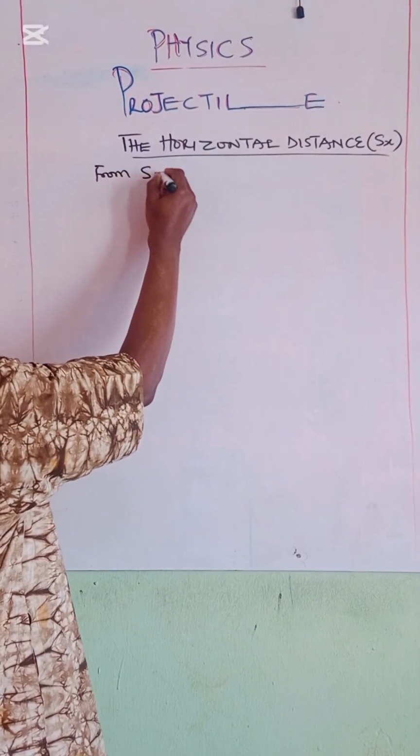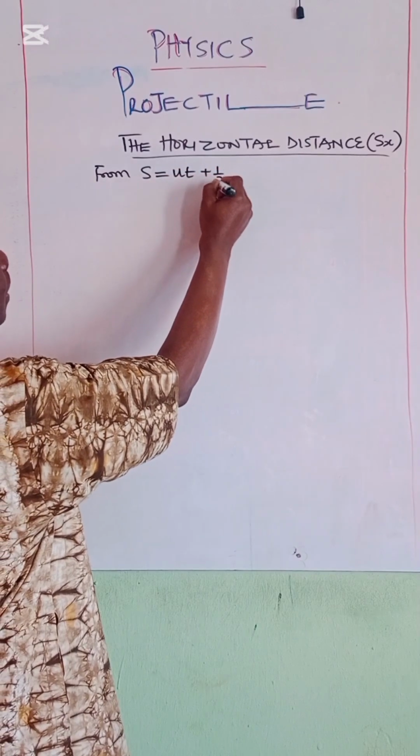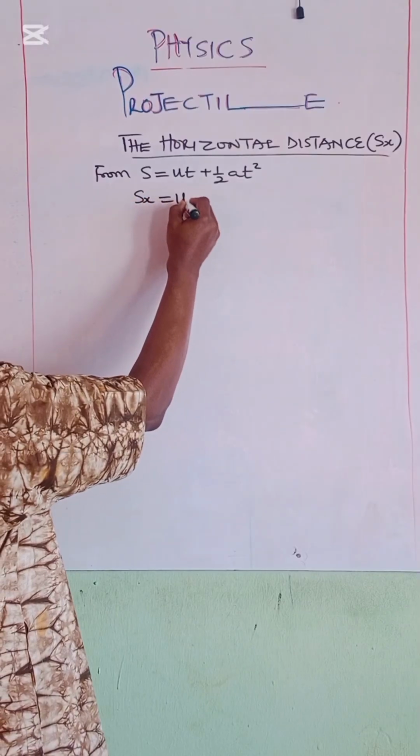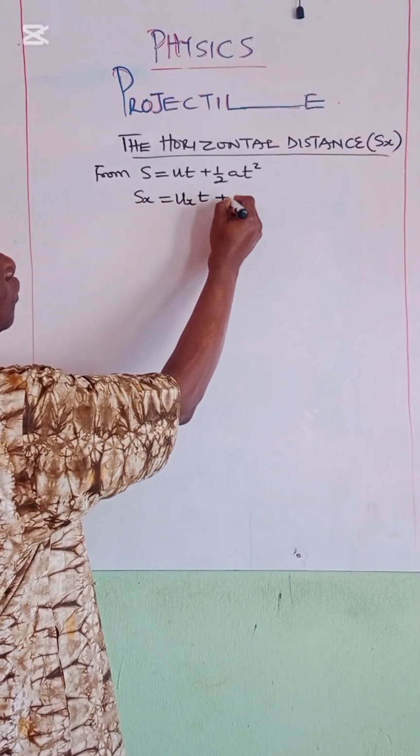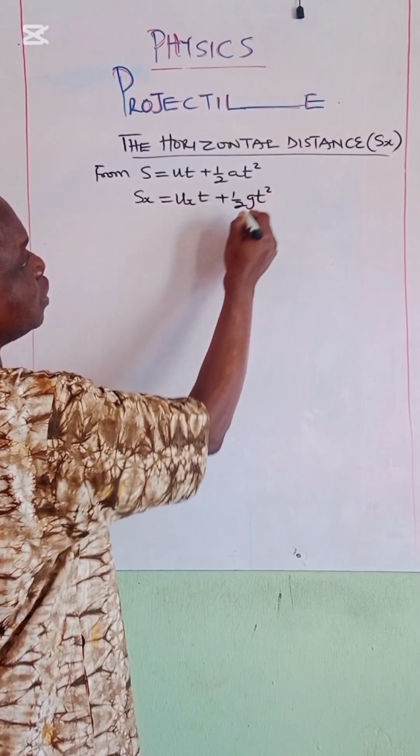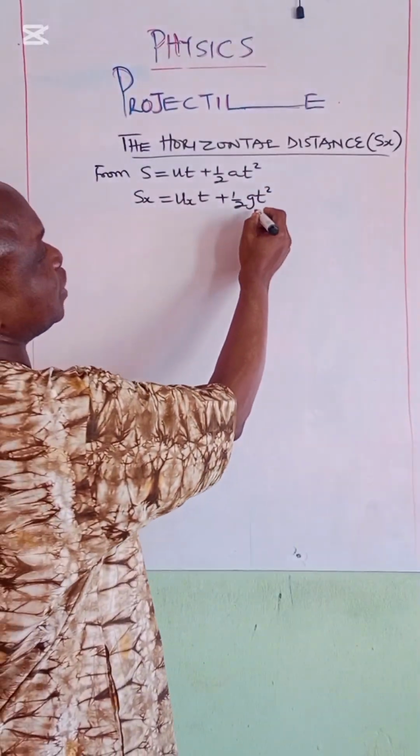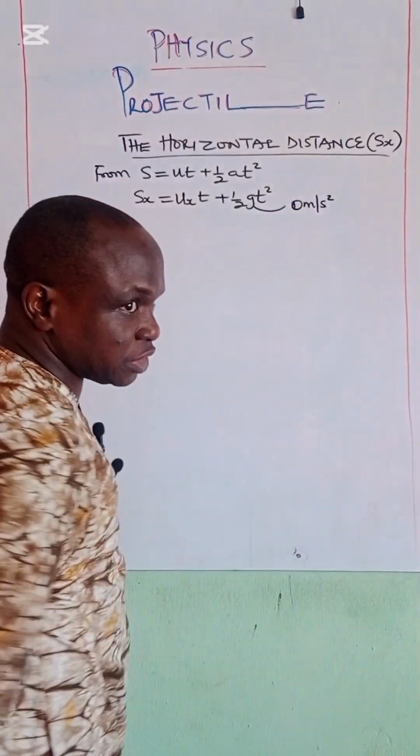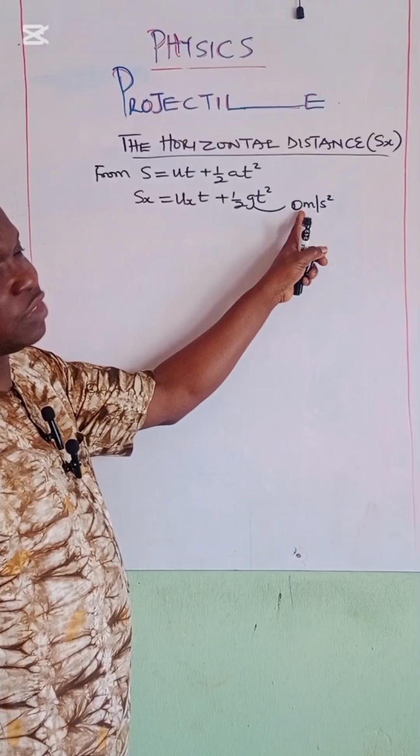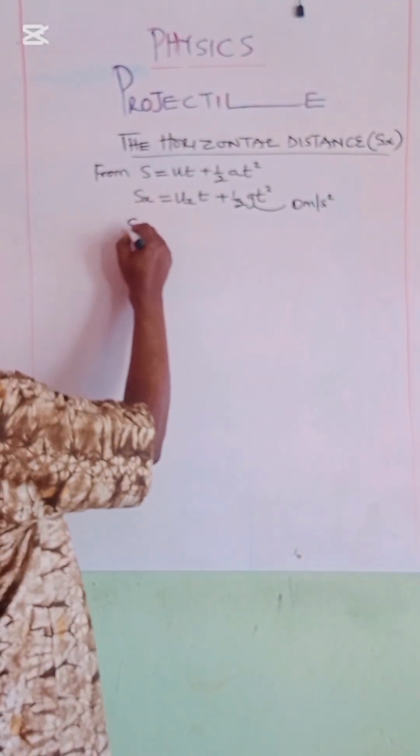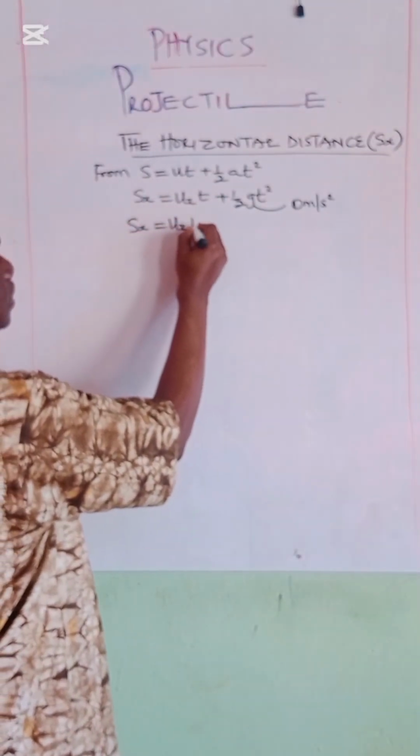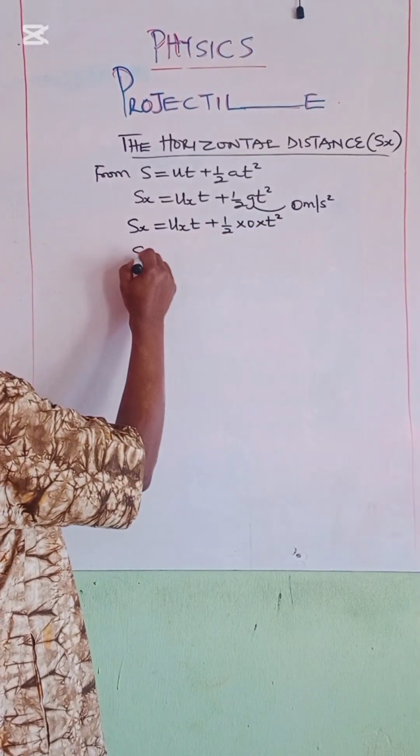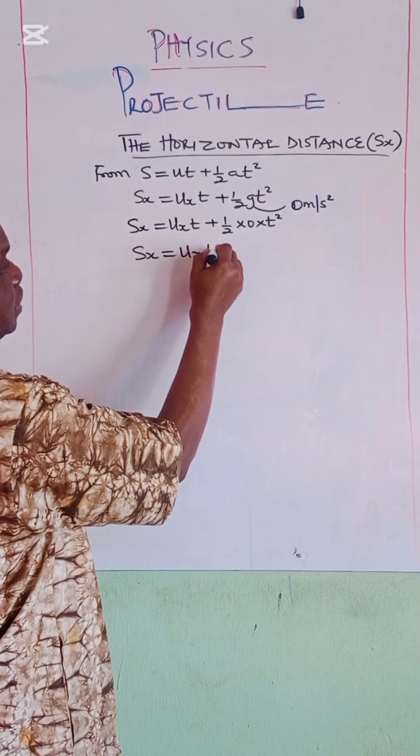From s = ut + ½at², so Sx will be uxt + ½gt². But try to recall that g is equal to 0 m/s² for the horizontal component. So the horizontal component of acceleration due to gravity is 0 m/s². For that reason, Sx will be uxt + ½ times 0 times t². So Sx will now be uxt.